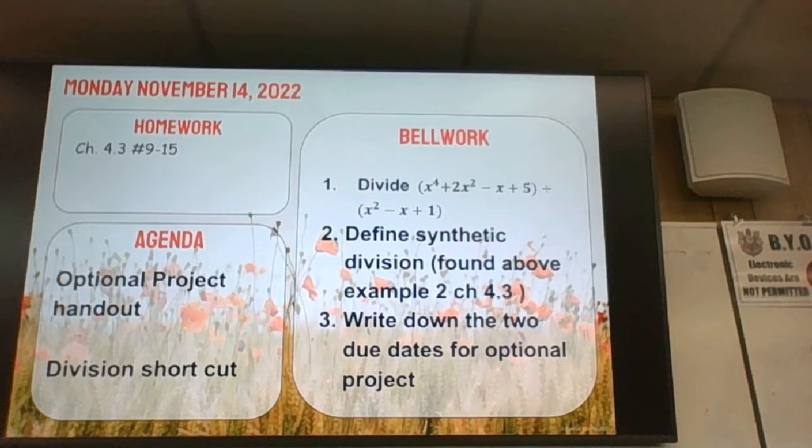Hey, raise your hand if you copied my problems on the board. Check your minus sign.